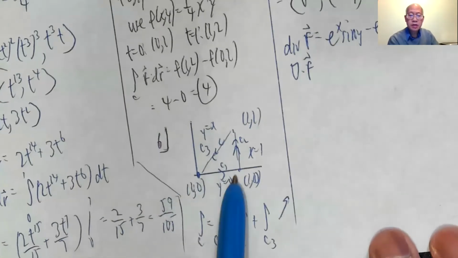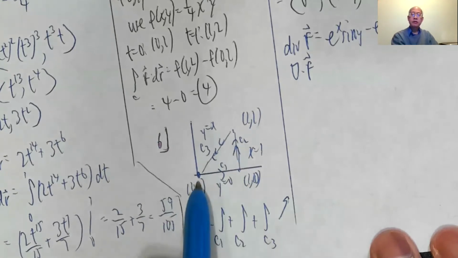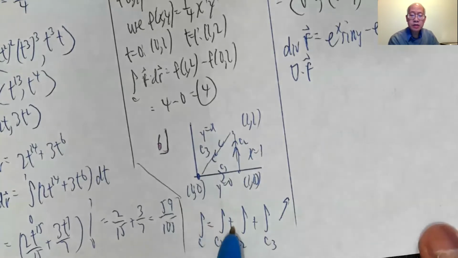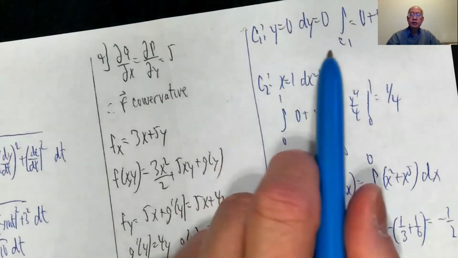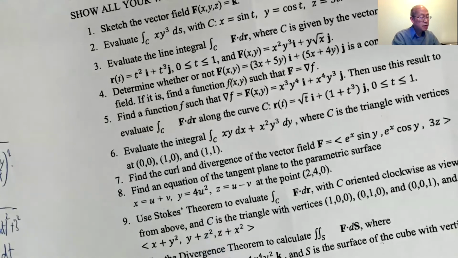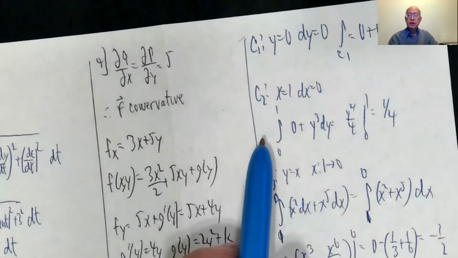Number 6, here's C1, C2, C3: 0, 0, then 1, 0, then 1, 1, back to the origin. So the integral along C is the integral along C1 plus C2 plus C3. Okay, C1, y is 0. That means dy is 0, so the integral is 0. Everything that you have involves a 0, so you get 0.